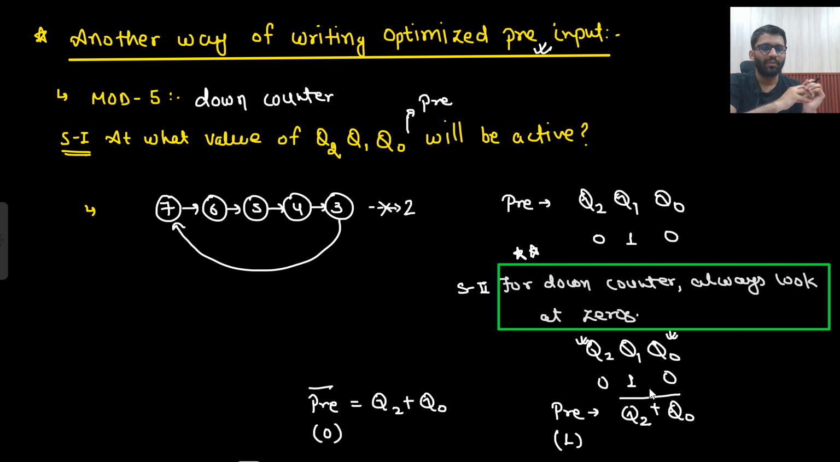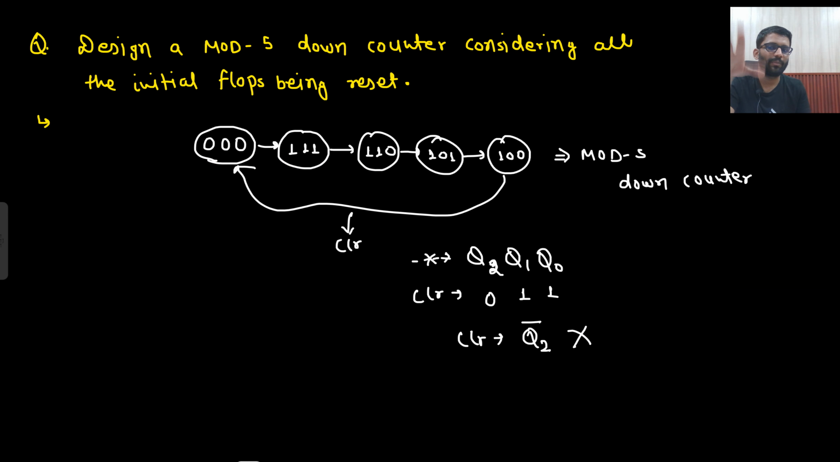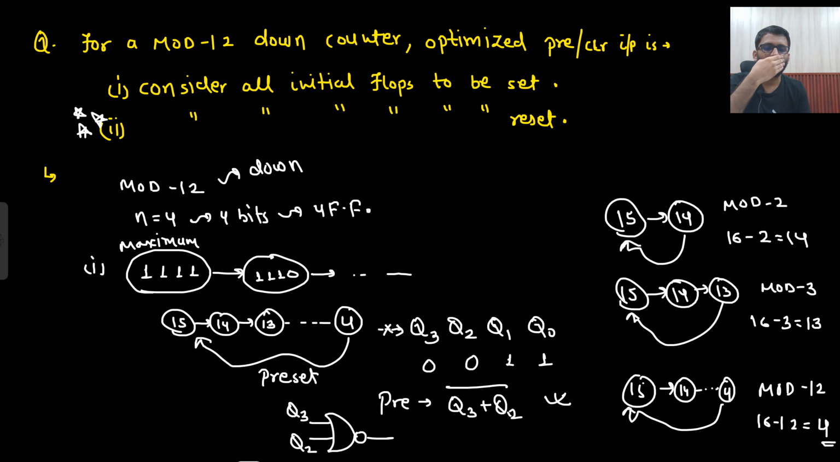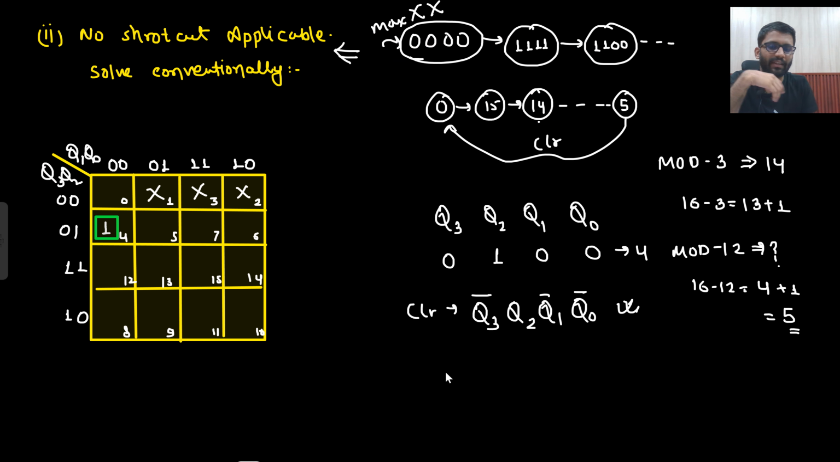Now in this case the trick was applicable because you are starting right from the maximum. If I am starting right from the maximum, I will just look at zeros. So Q2 and Q0, so Q2 plus Q0. If I am looking at 0, I will write the SOP form Q2 plus Q0. And then I want my pre input to be 1, so I will take a bar. If I wanted my pre bar input to be 0, I would not take a bar. There you go. So this is how I will be solving it. So this is the optimized design, which is my clear input should be this.